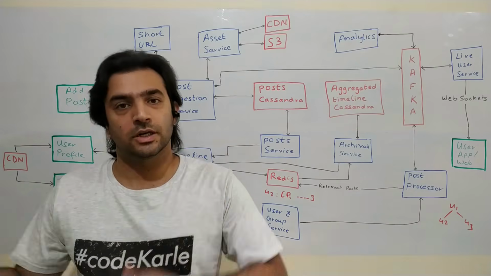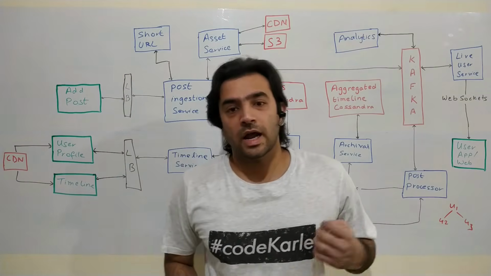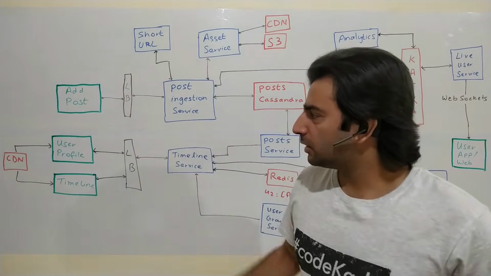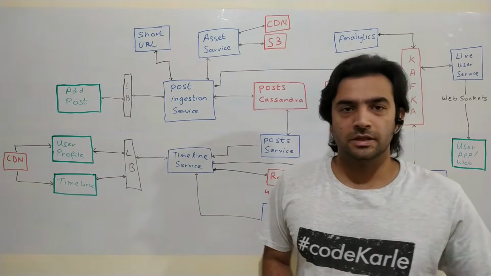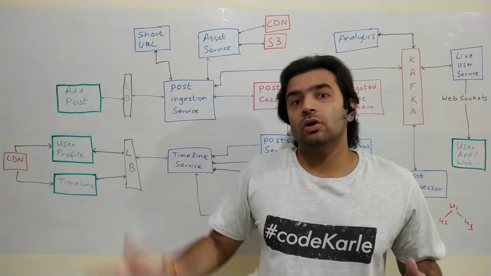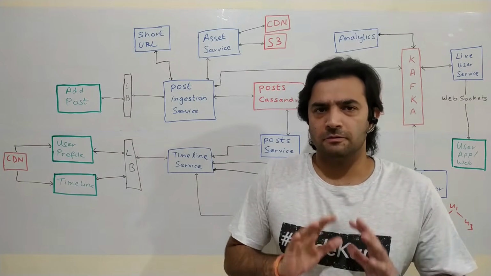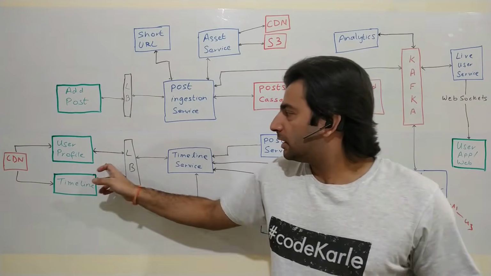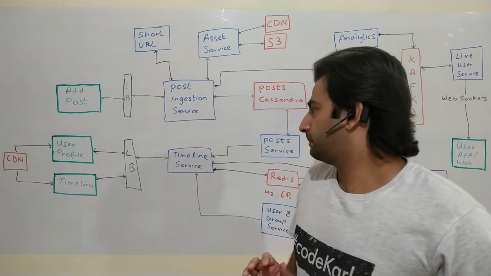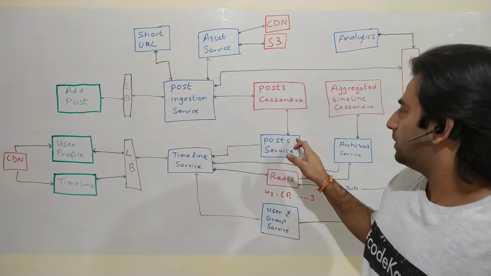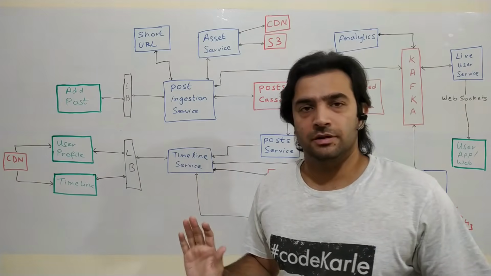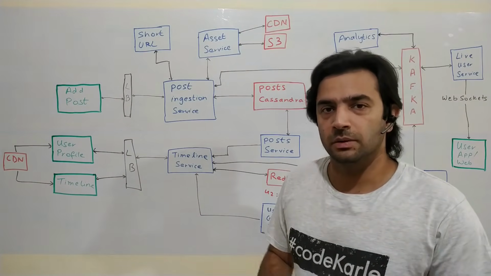Now coming to the other side of things. What happens when a user accesses their timeline? There are two kinds of timelines that a person can see. One is if they go to somebody else's profile and want to see all of their posts. That is a very straightforward implementation. It calls timeline service saying, I want to see all the posts of this particular user. Timeline service would then query post service saying, give me all the posts of this particular user, and it displays it back. So that's a very straightforward implementation.